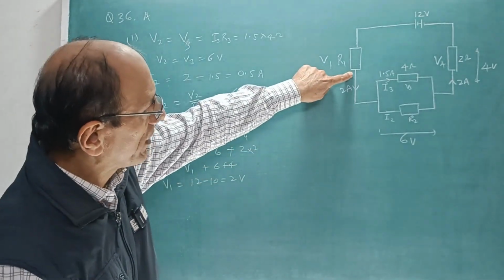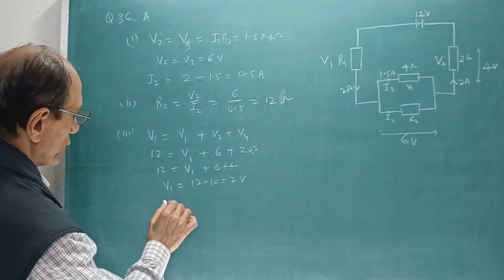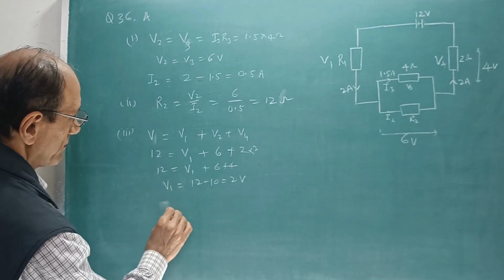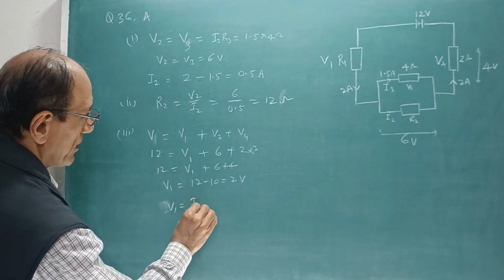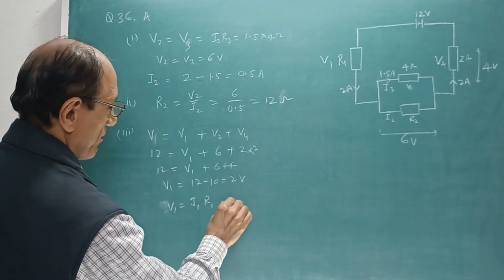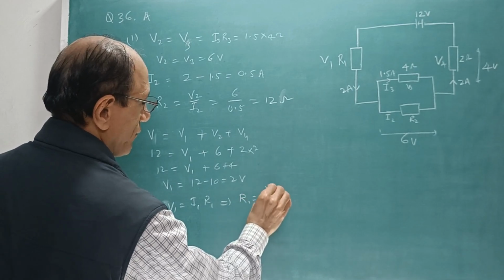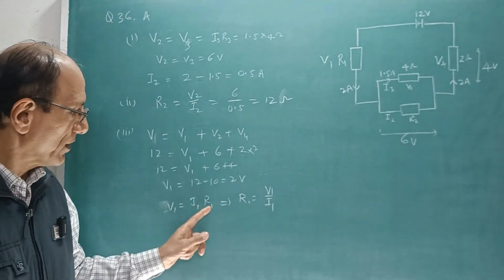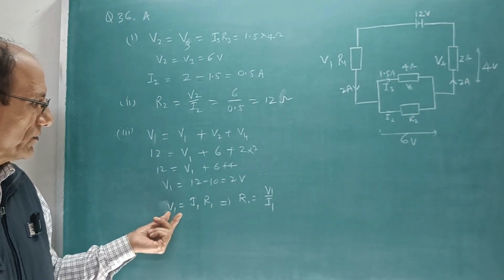And since I1 is 2 ampere, V1 is equal to I1 R1. That means R1 is equal to V1 by I1. So V1 is equal to IR1, V is equal to IR, so V1 is equal to I1 R1.